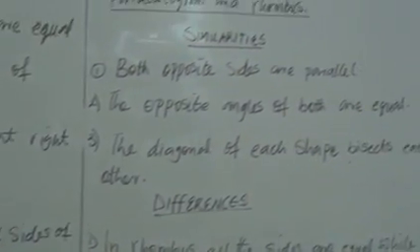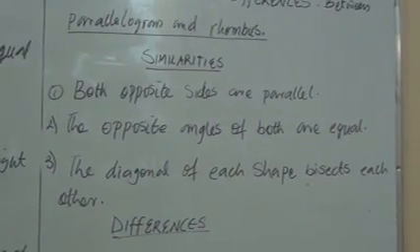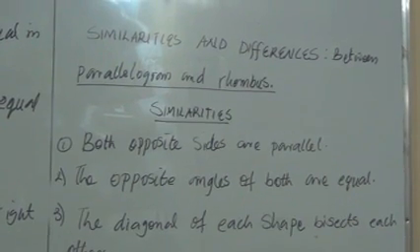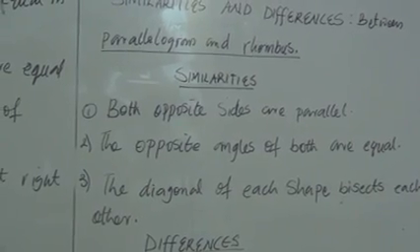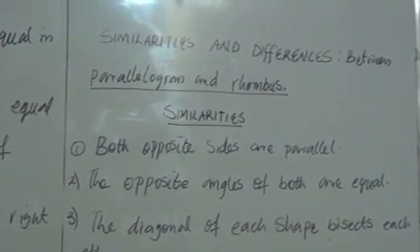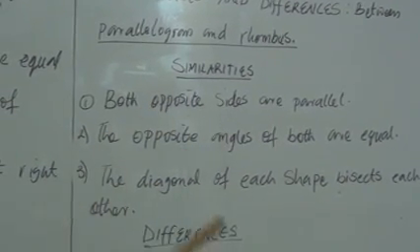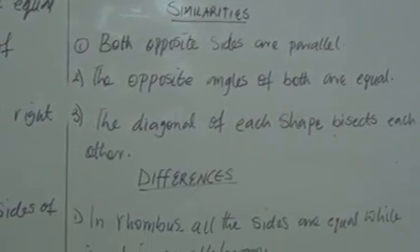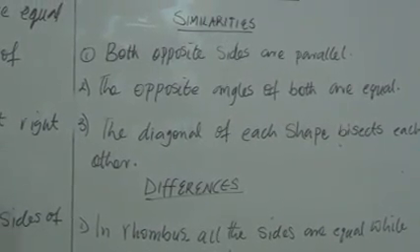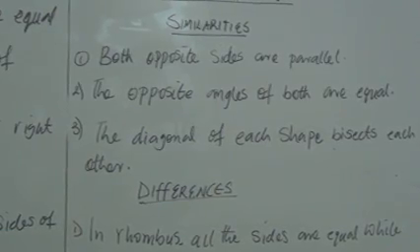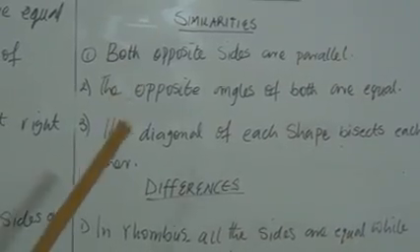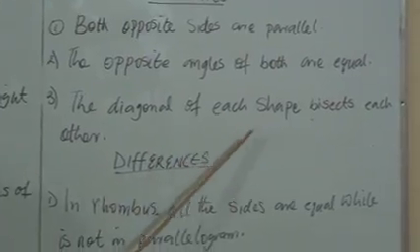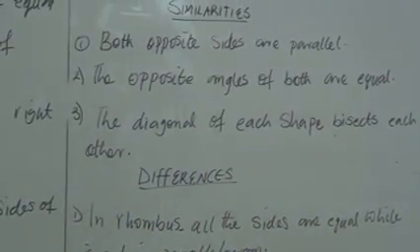Then we'll talk about the similarities and differences. Now we'll talk about the parallelogram and the rhombus. First of all, we'll take the similarities because from the diagram, both of them are similar. Number one, both opposite sides are parallel. Number two, the opposite angles of each are equal. And finally, the diagonals of each shape bisect each other.